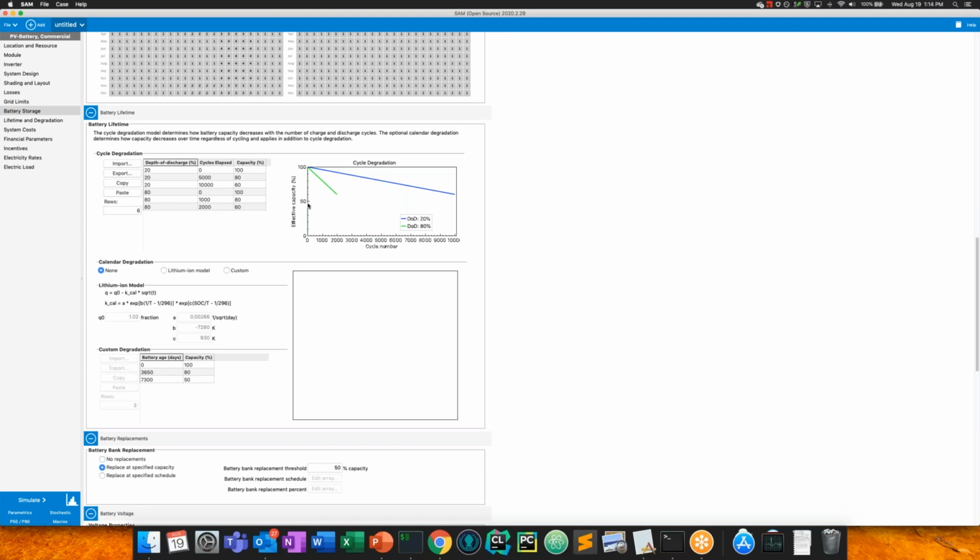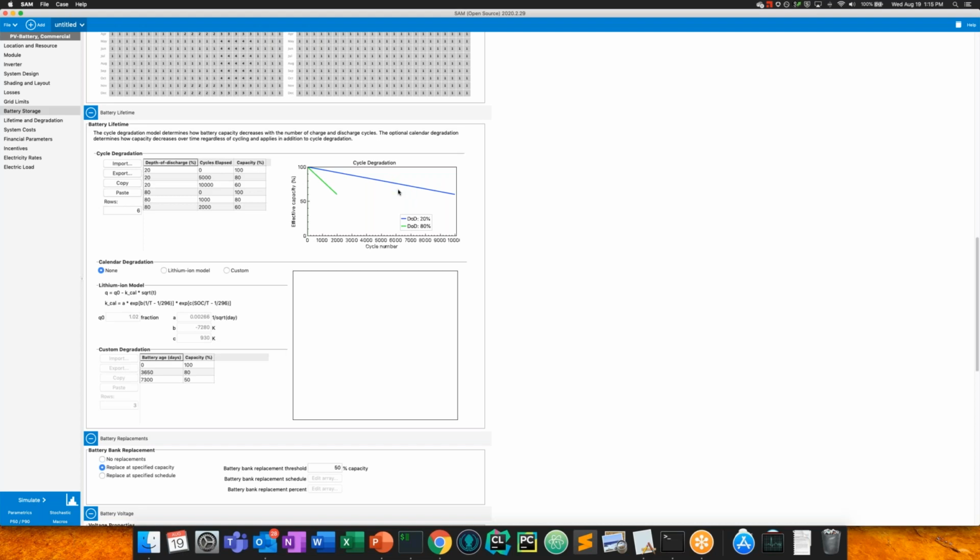So we have this simple lookup table for our NMC battery. Here, the effective capacity is the capacity percent compared to our nominal capacity at the beginning of life. The lookup table shows that this effective capacity is a function of the depth of discharge and the cycles elapsed.